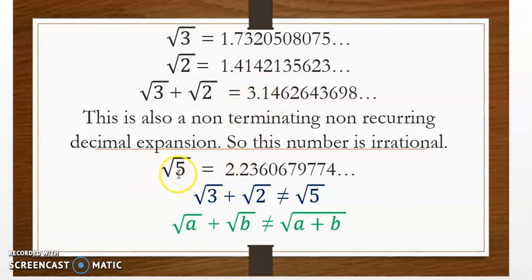However, see, root 5 is 2.2360. It is not 3.41. So root 3 plus root 2 is not root 5. That is, if you take any two positive numbers a and b, then root a plus root b is not equal to root of a plus b.